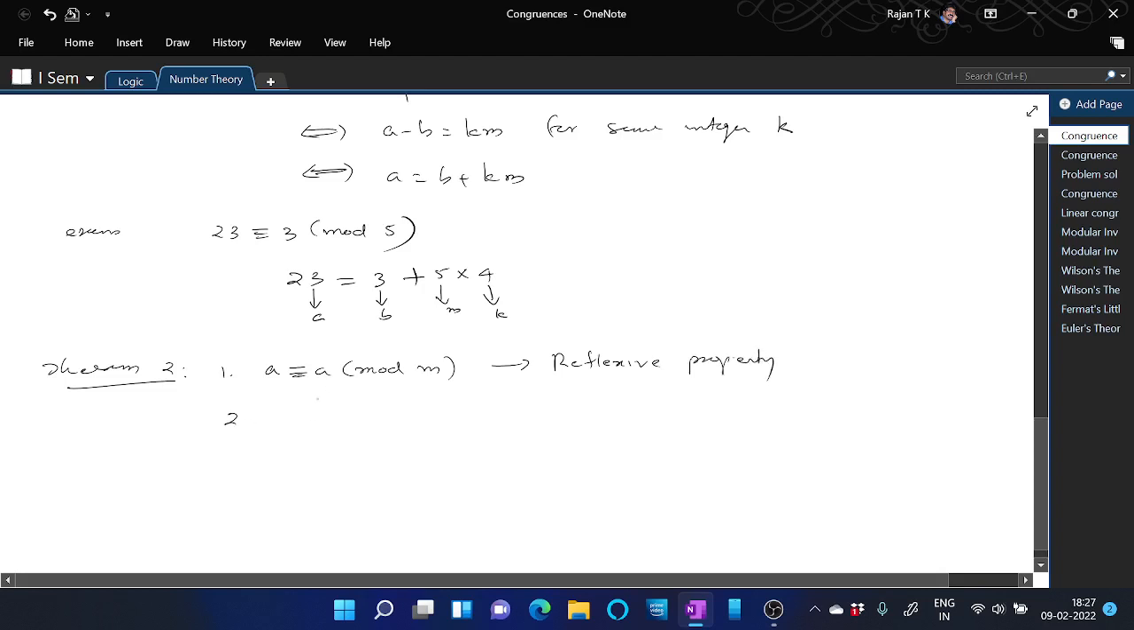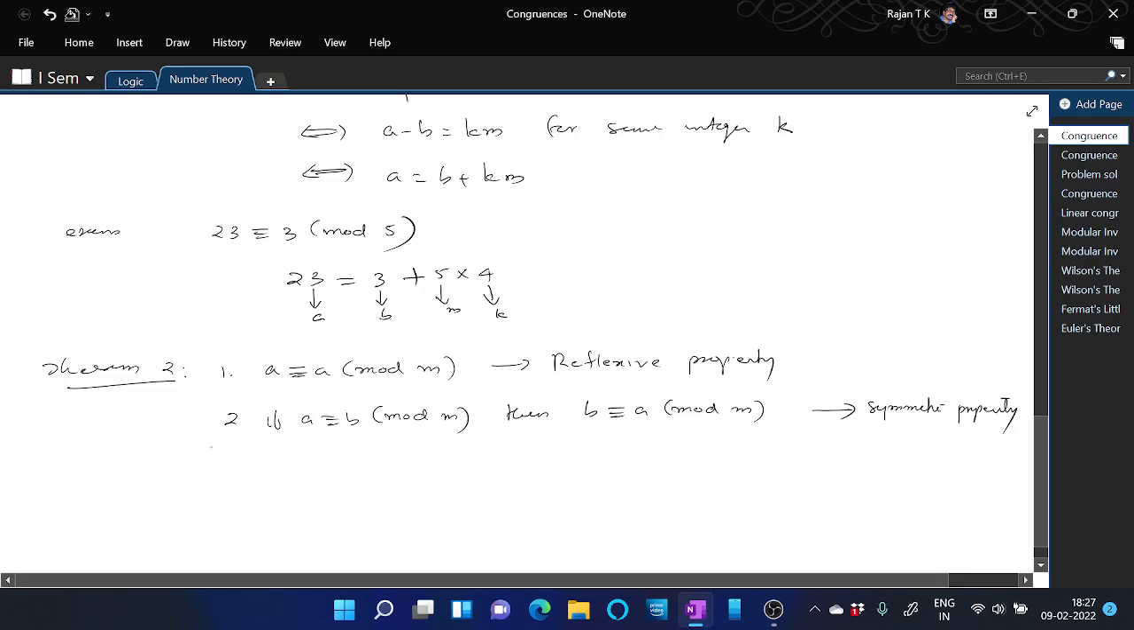And the second is, if A is congruent to B mod m, then B is congruent to A mod m. This property we call the symmetric property.